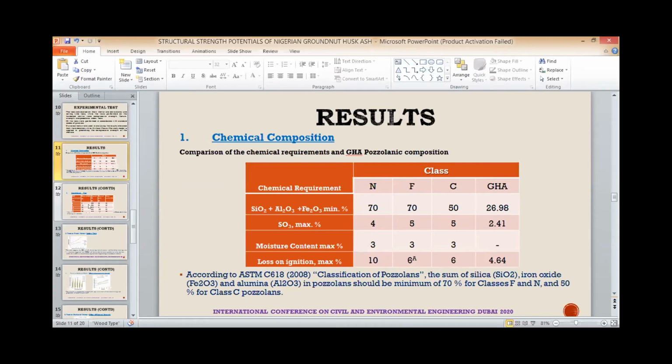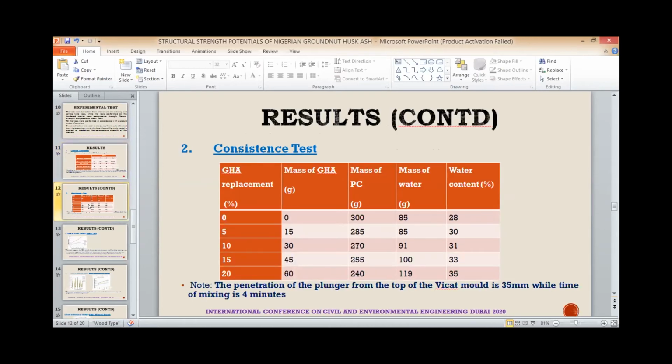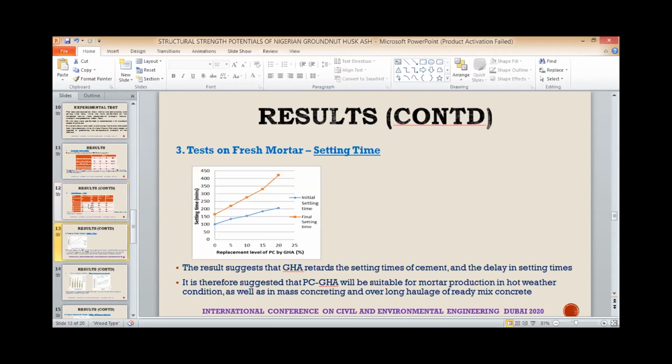Consistency tests. Consistency test results for various replacement levels are also shown. Penetration of the plunger from the top of the Vicat mold is 35 millimeters, and the time of mixing is 4 minutes. Setting time. The result is shown in the figure.